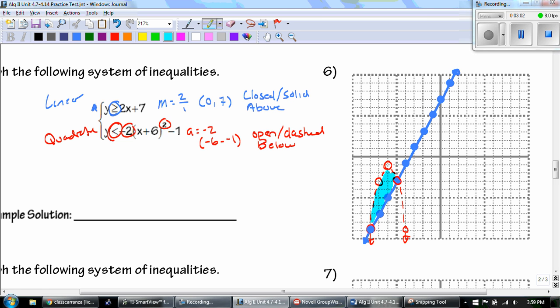Now it's asking me to find a sample solution. A sample solution is anywhere within the shaded area. So I picked negative 6, negative 3. Now that's not the only point. There are lots of other ones that you could pick from, but negative 6, negative 3 is right there. You can clearly tell that it is shaded.